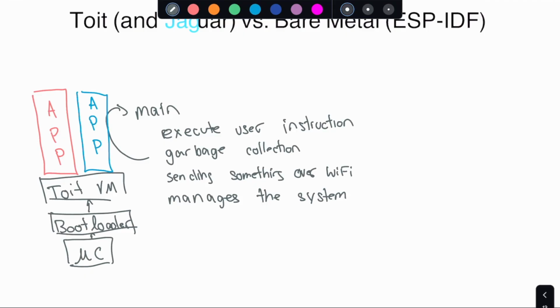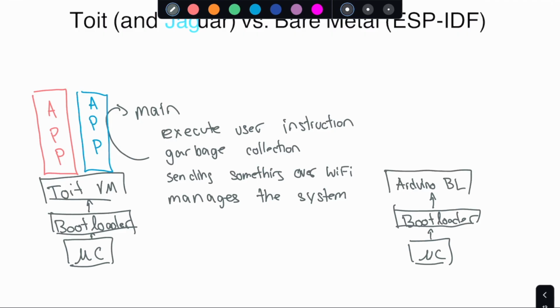So what does the picture look like for the more traditional experience that we'll have for the rest of the semester? We have the microcontroller. It'll run its bootloader, which will call into the Arduino bootloader, which immediately just jumps into your application.